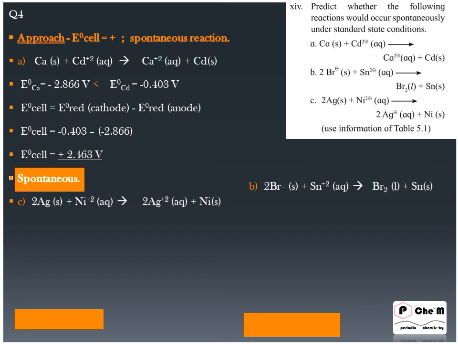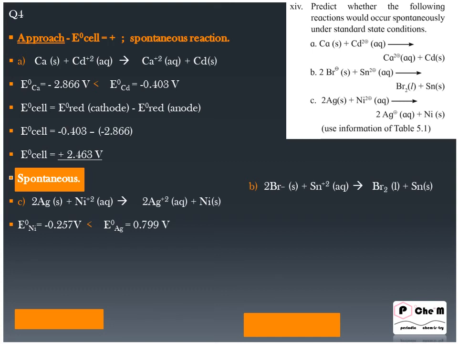Now let's see part C. The reaction given is 2 silver ions plus Ni solid, that is nickel, giving 2 silver solid plus Ni 2+ ions. We will follow the same steps. First we will write the reduction potential of each. For nickel it is minus 0.257 volts, and for silver it is 0.799 volts.